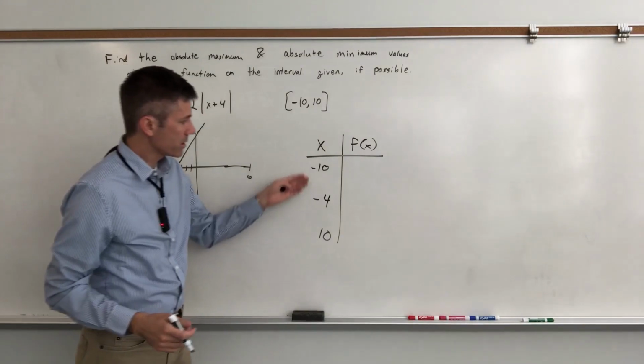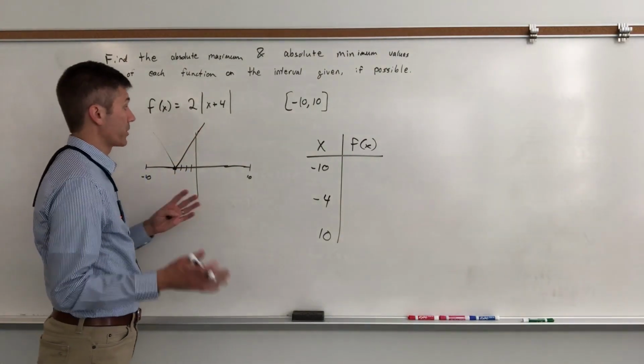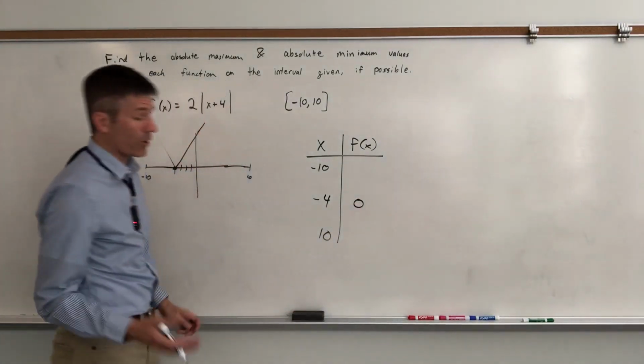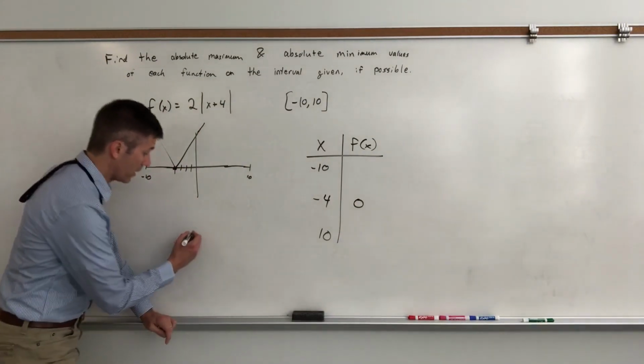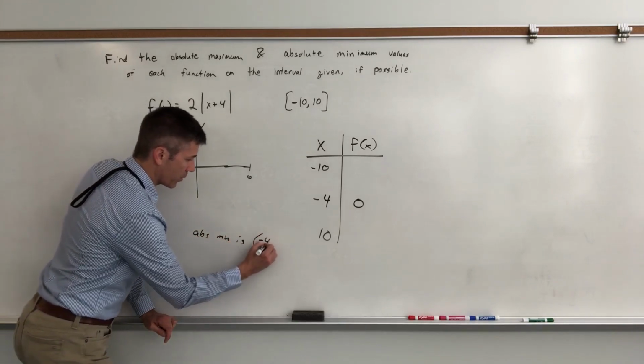So let's plug this in. This would be a great calculator inactive question, so let's do this in our head. I'm going to go for the obvious. Plug in a -4, you get 0. So to me, I already actually know the minimum. You can look at the graph and tell that that's the minimum. So the absolute minimum is at -4, 0.